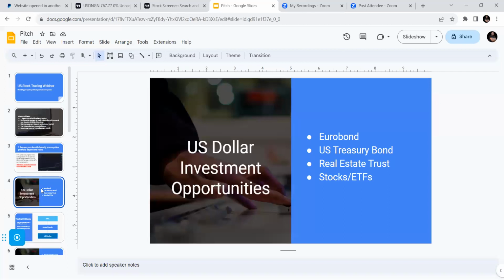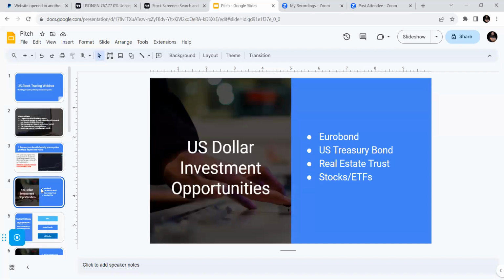Although the emphasis will be on US stock, I just need to share this for some of us to see other opportunities. It's not a must that when you convert your Naira to dollar, it has to be US stocks. There are other options available. Number one, you can invest in Eurobond.